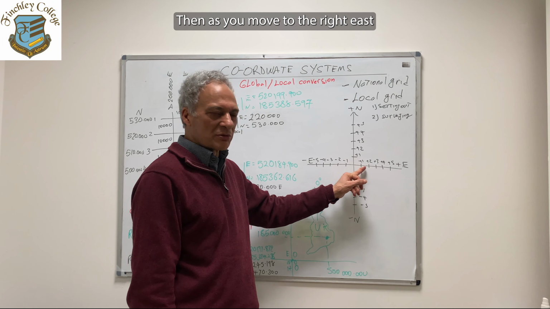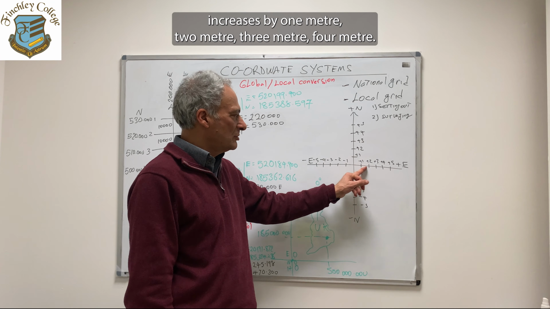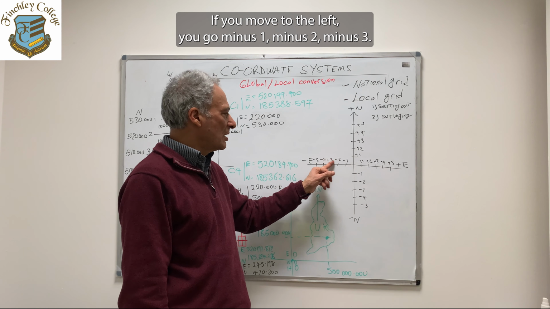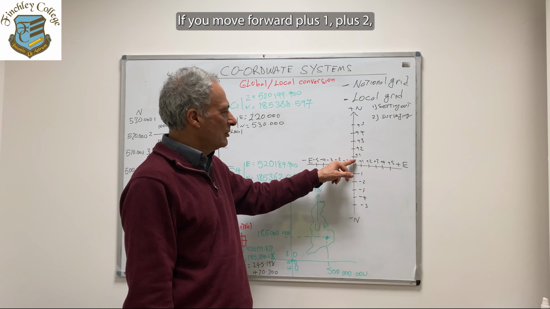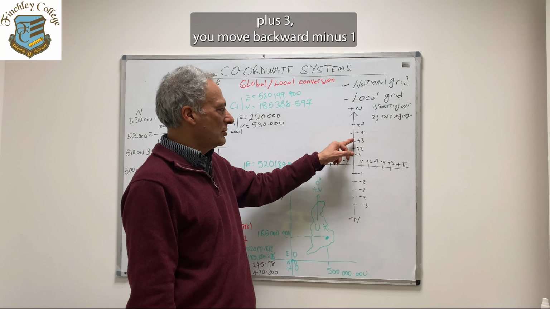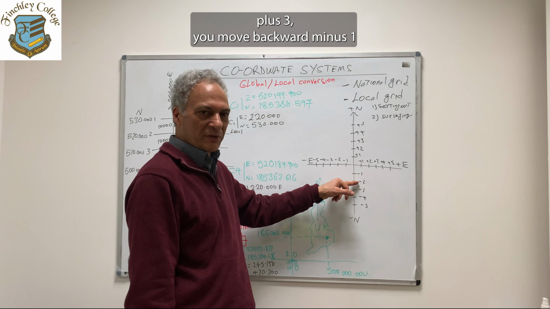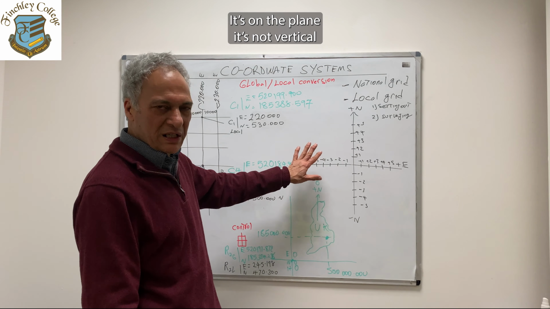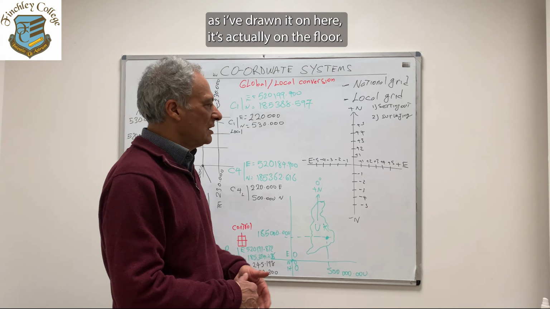Then as you move to the right, the easting increases by 1 meter, 2 meters, 3 meters, 4 meters. If you move to the left, you go minus 1, minus 2, minus 3. If you move forward, plus 1, plus 2, plus 3. If you move backward, minus 1. Now this grid is on the floor, is on the plane. It's not vertical as I've drawn it in here, it's actually on the floor.